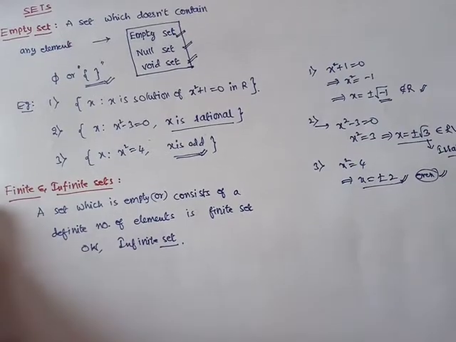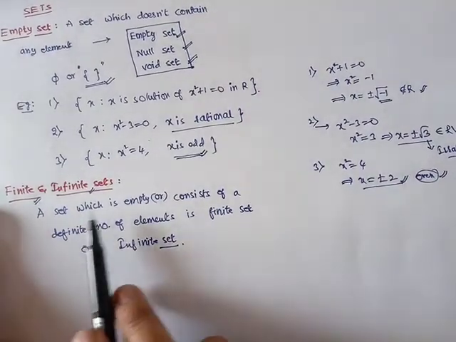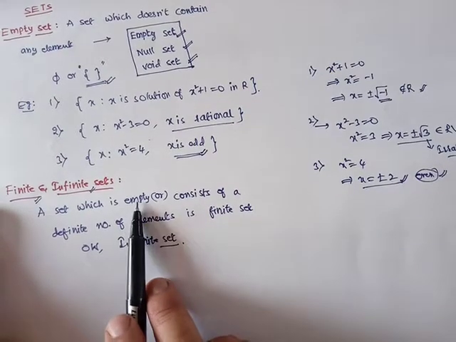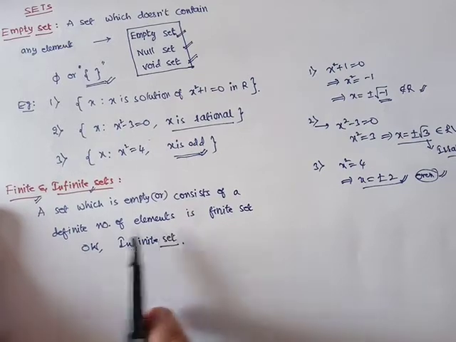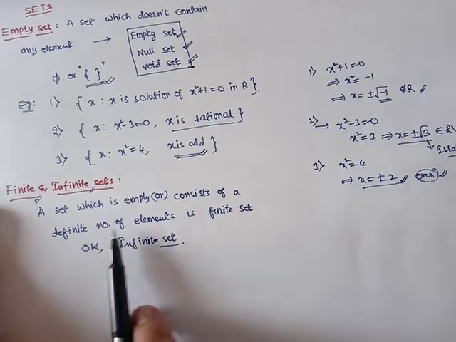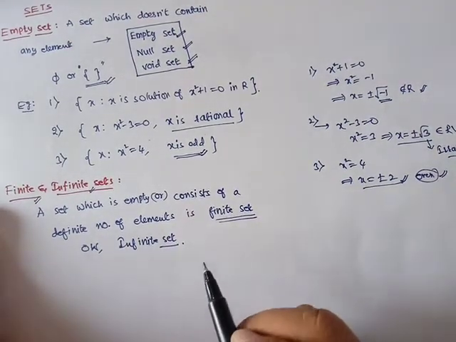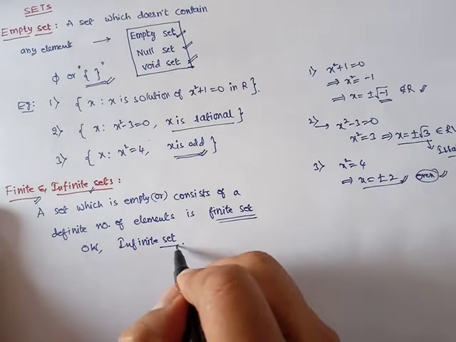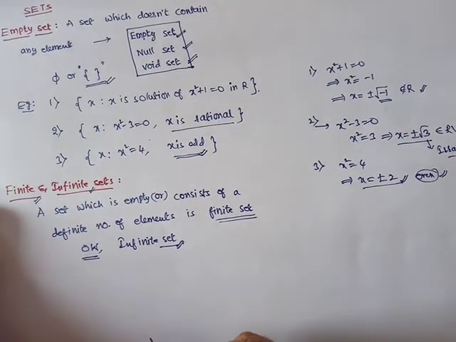Coming to the next definition, finite and infinite sets. A set which is empty or consists of a definite number of elements, so the number of elements should be countable, is called a finite set. If the number of elements is not finite, then it is called an infinite set.